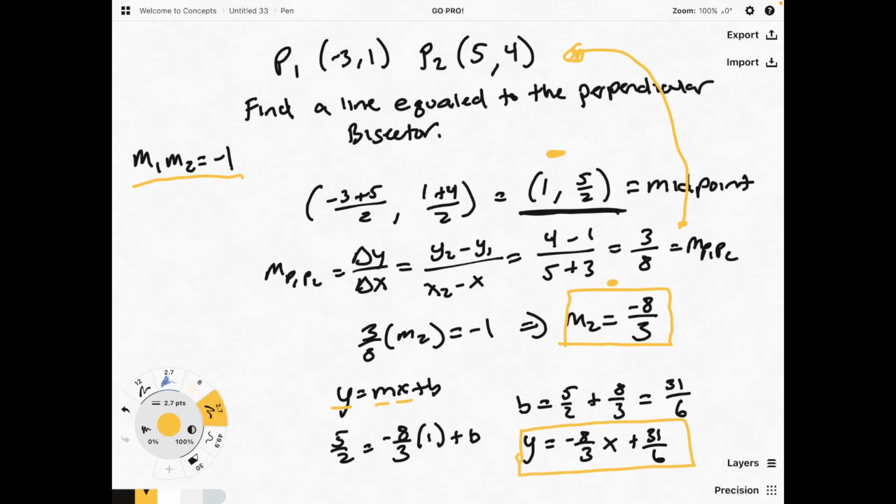And this equation, this line, is a perpendicular bisector of the points negative 3, 1 and 5, 4. And again, what that means is this goes through the midpoint of that segment, P1 and P2, and when it intercepts, it forms a 90-degree angle. And there you go. Now you understand how to find equations of lines that are parallel and perpendicular to other lines.